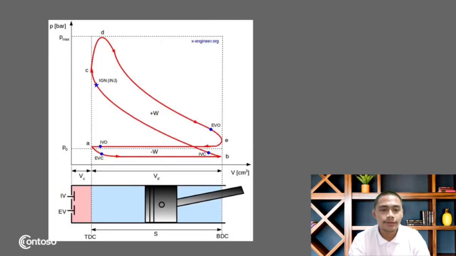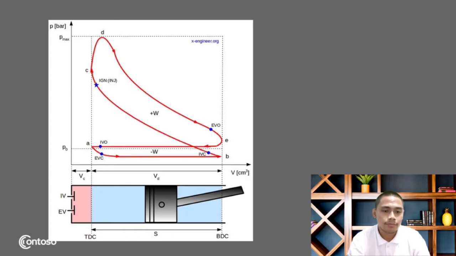An example of an indicator diagram is shown in the slide. This shows the pressure and volume relationship inside the cylinder of an engine. To explain this, we'll first determine the values. Pmax is the maximum pressure inside the cylinder. P0 is the atmospheric pressure. The VC is the volume of the combustion chamber, while the VD is the volume of the cylinder. S is the stroke. TDC is the top dead center, and BDC is the bottom dead center.